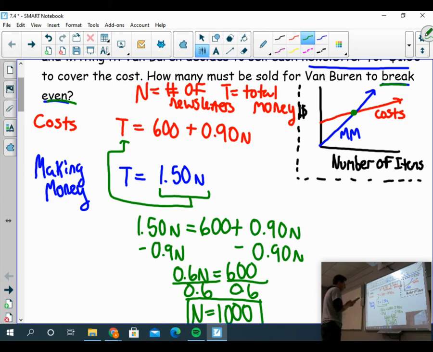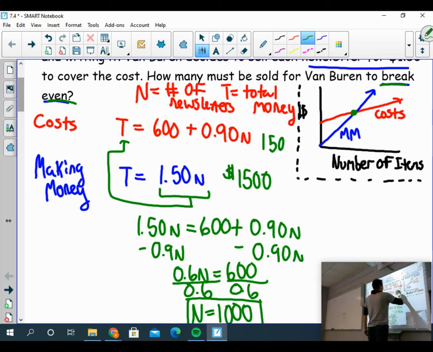If I plug it in the bottom equation, I find that the total amount of money made if I sell 1,000 newsletters is $1,500. And by plugging 1,000 into my first equation, I also find that to make 1,000 newsletters, it's again going to cost me $1,500. So because those numbers are the same, we have found that break-even point.